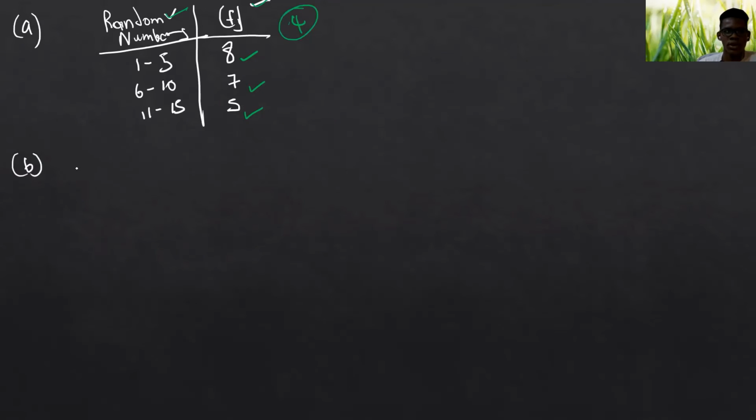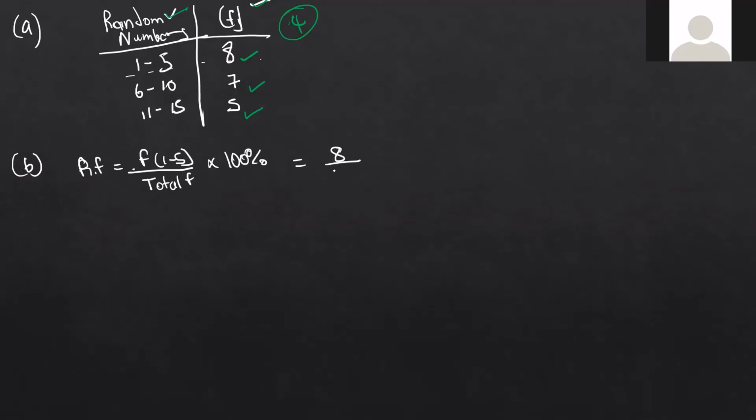And we know relative frequency is equal to the frequency of the event, which is 1 to 5, divided by the total frequency, multiplied by 100%, because we want to express it as a percentage. So for the frequency of 1 to 5, that is 8, right? You just use your table. The frequency for 1 to 5 is 8, and the total frequency is how much? 20. Sir, 20.